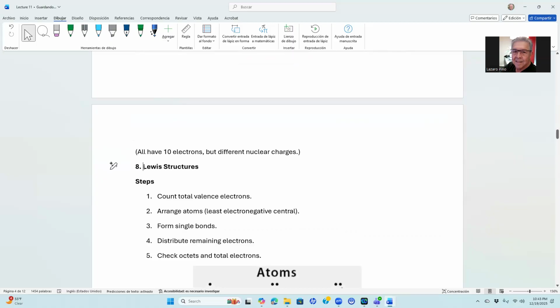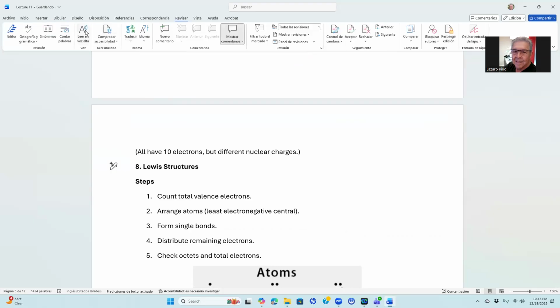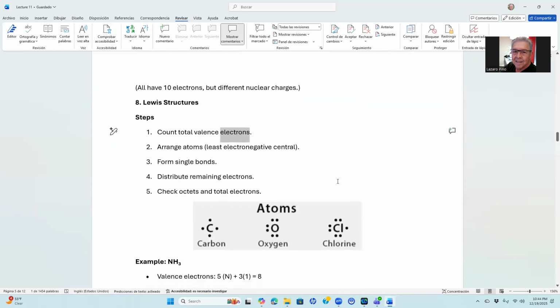Let's go to the Lewis structure. This is very important that you understand the representation of the Lewis structure. Let's see it step by step. Lewis structures. Steps: count total valence electrons. Arrange atoms with the least electronegative central. Form single bonds. Distribute remaining electrons. Check octets and total electrons. Okay, let me stop here.